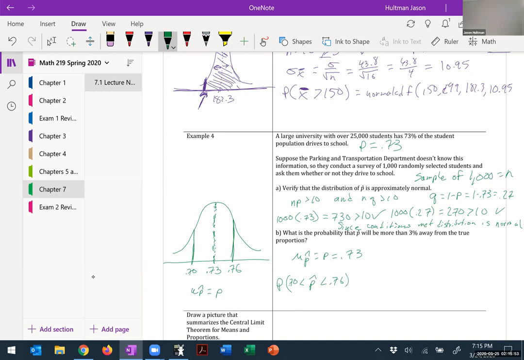I need to calculate the mean, but I also have to calculate the standard deviation. I need to know how many standard deviations away these values are, and use that in my computation. The standard deviation for the proportion is equal to the square root of P times Q over n. So what's P? P was 0.73, 0.27 was Q, and n was 1,000.